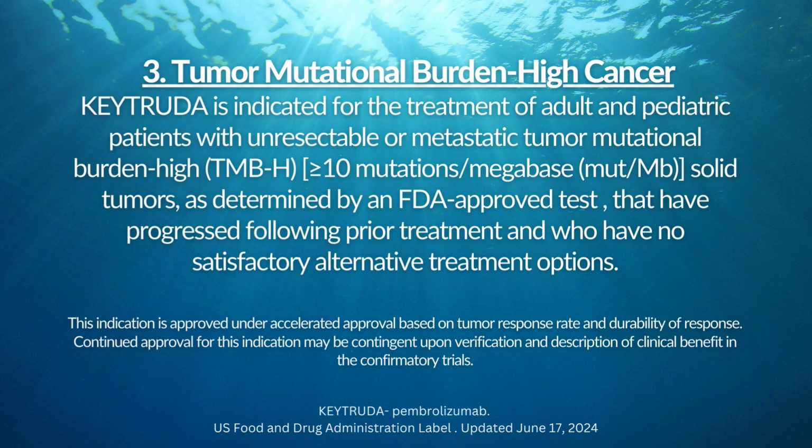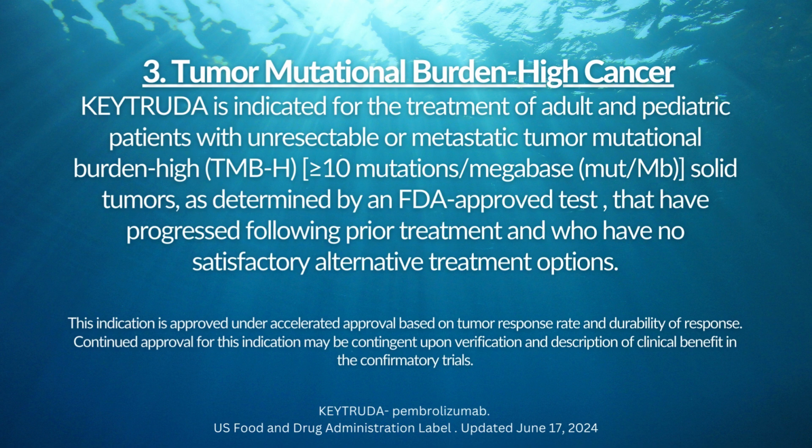Then we have tumor mutational burden, right? For tumor mutational burden, when this tumor mutational burden is more or equal than 10 mutations per megabase, then we have that particular cancer has high tumor mutational burden. And in that case, then pembrolizumab again or Keytruda can be used for the treatment of these patients once they have failed other satisfactory alternative options, at least one previous line of therapy.